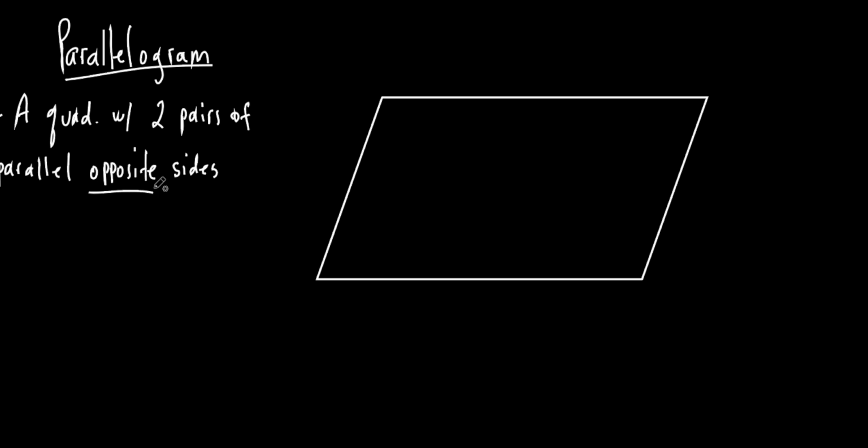So the word opposite, we've talked about that before, haven't we? Even on the test that you just took. You talk about a side that's opposite an angle or an angle that's opposite a side. What about 2 sides that are opposite? So what if I call this ABCD?